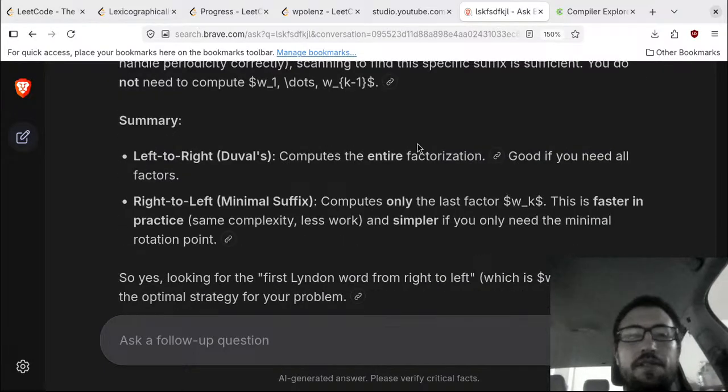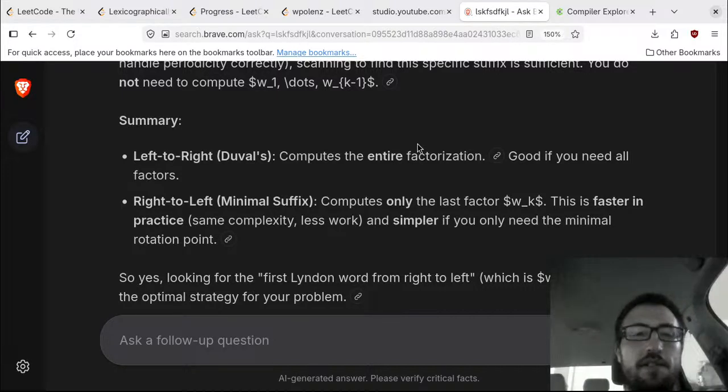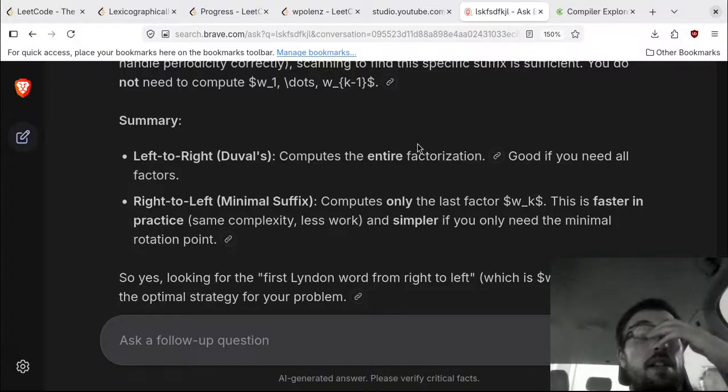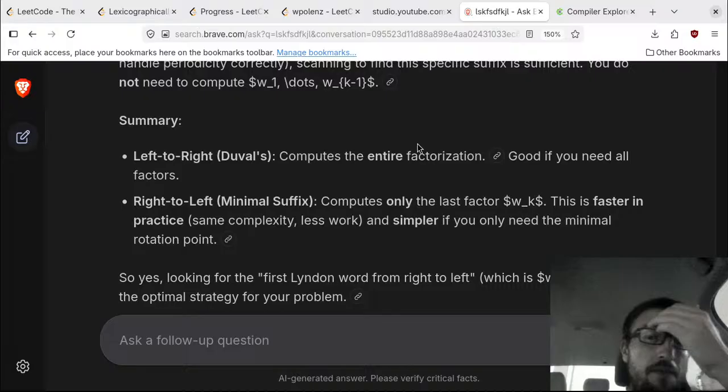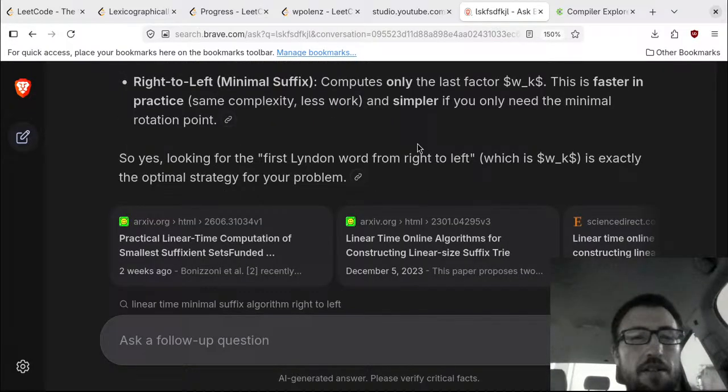Left to right, Duval's computes the entire factorization. Good if you need all factors. Right to left, minimal suffix computes only the last factor. This is faster in practice, same complexity, less work, and simpler if you only need the minimal rotation point. So yes, looking for the first Lyndon word from right to left is exactly the optimal strategy for your problem. Okay, great.